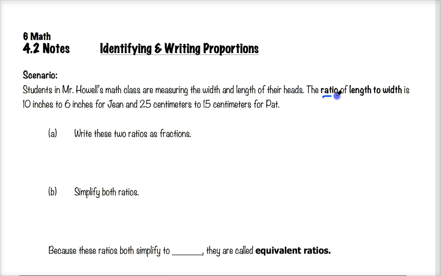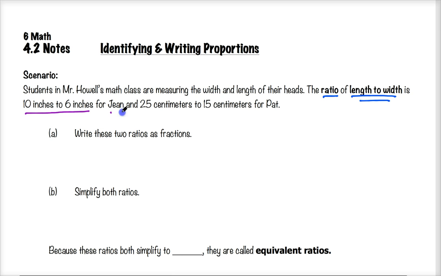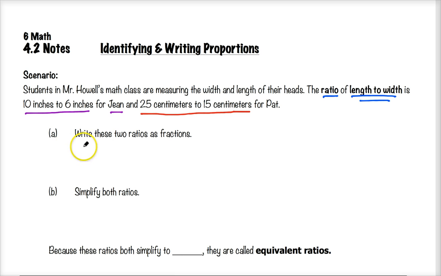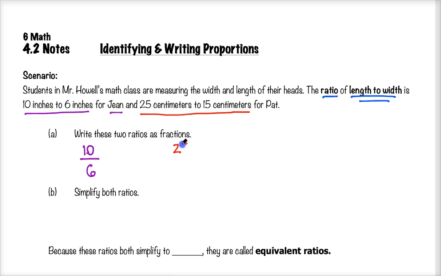The ratio of length to width is 10 inches to 6 inches for Jean and 25 centimeters to 15 centimeters for Pat. And so we know from the last couple of videos that ratios can be represented as fractions. So we're going to write these two ratios as fractions. So for Jean, the ratio would be 10 to 6. Okay, the length of Jean's head is 10 inches and the width is 6 inches according to this ratio. So 10 to 6. And then the ratio for Pat's is 25 to 15.